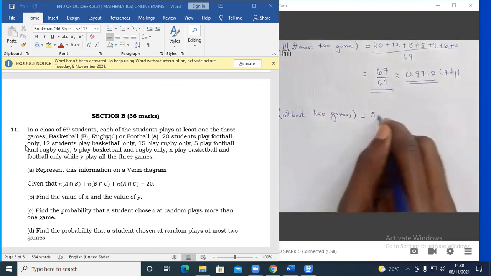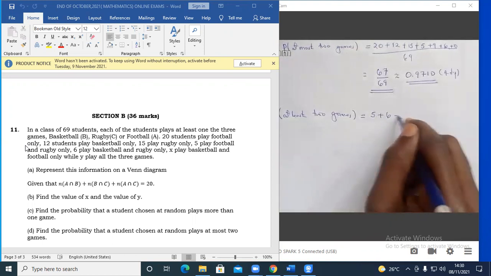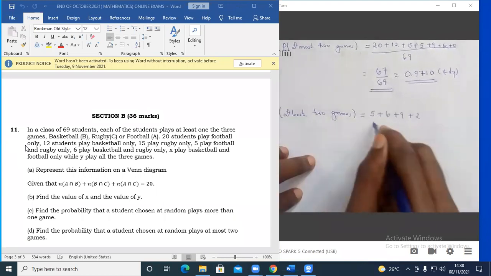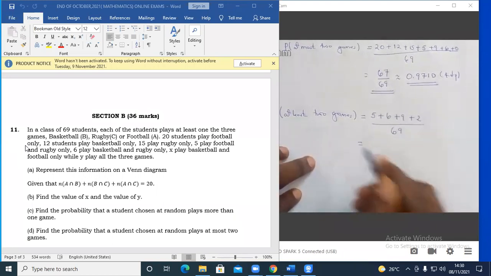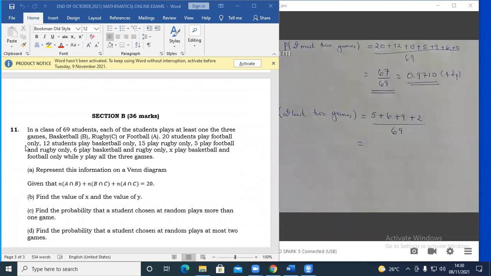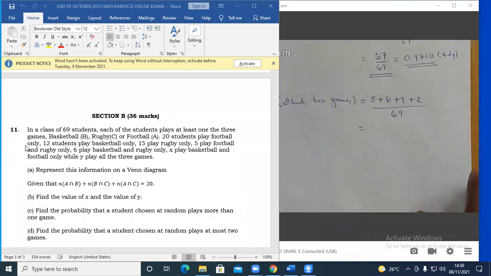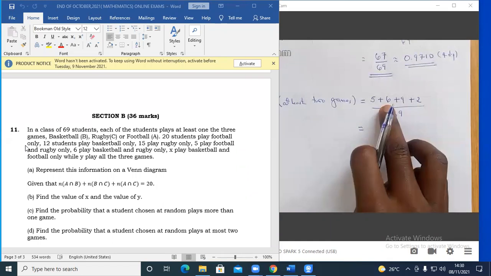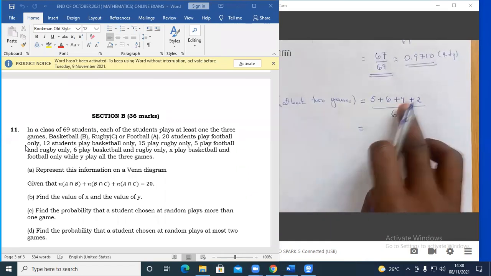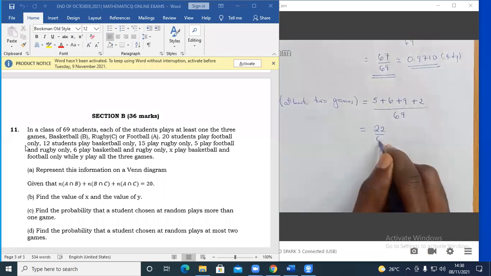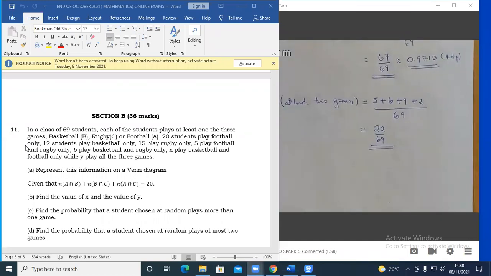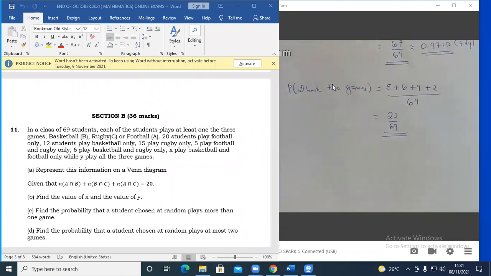So we are going to have 5 plus 6 plus 9 plus 2 over 69. So what do you get there? This is 11, 20, 22. 22 out of 69. Is that correct, members? Yes. Are there common factors in them? No. There's no common factor there.